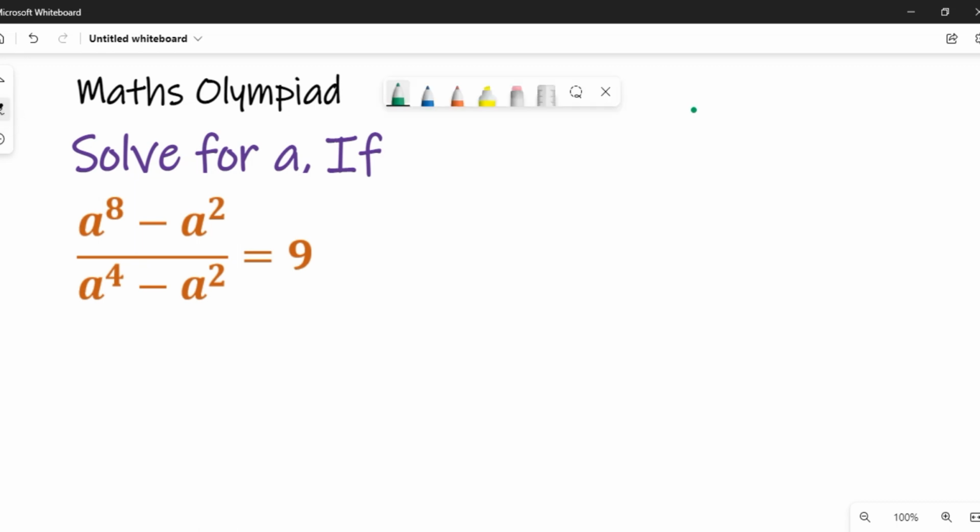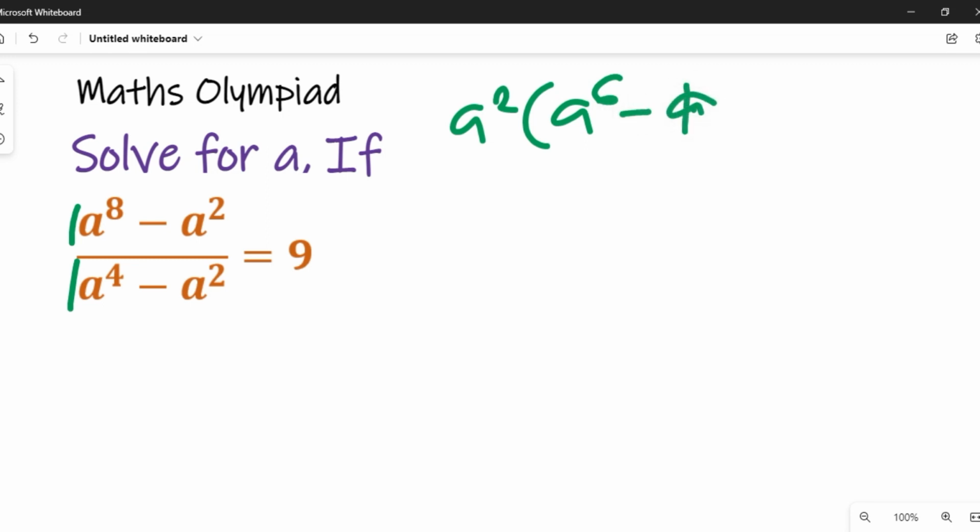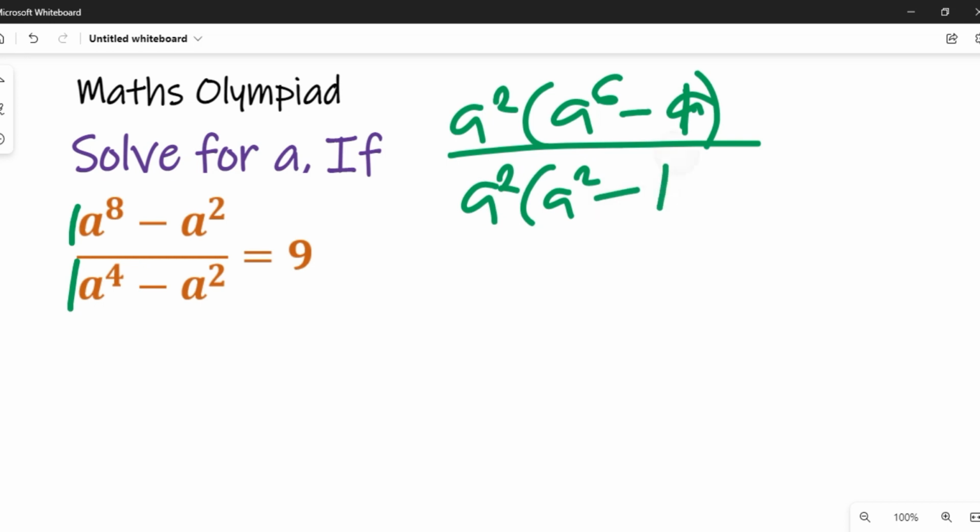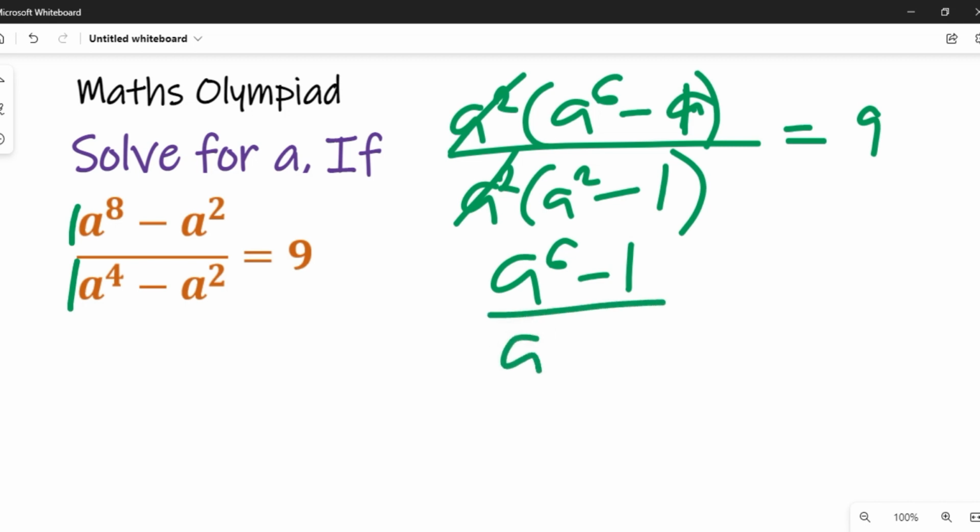Now, to solve this question, we are going to find what is common in the numerator and the denominator. In the numerator, we'll find that a square is common. When we remove a square from a raised to power 8, we'll have a raised to power 6 minus 1, and that will be all over a square minus 1, where a square is common. So a square will clear a square, and we'll be left with (a^6 - 1) / (a^2 - 1), and this will be equal to 9.